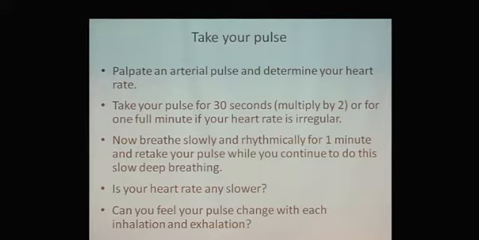Now I want you to just take very slow, deep breaths for just maybe 15 seconds and just feel your heartbeat. And what I want you to see is if when you breathe in and out, if you can feel a change in your heart rate. When you breathe in, does it beat a little bit faster? When you breathe out, does it beat a little bit slower? Can you be sensitive enough to feel that?